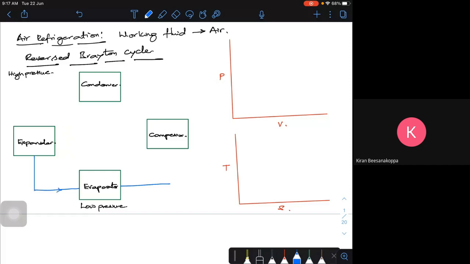As it flows, it enters here and absorbs the heat. Then it will go to the compressor to be compressed to higher pressure and temperature, because if I want to reject the heat to the atmosphere in the condenser, it should be at higher pressure and temperature.